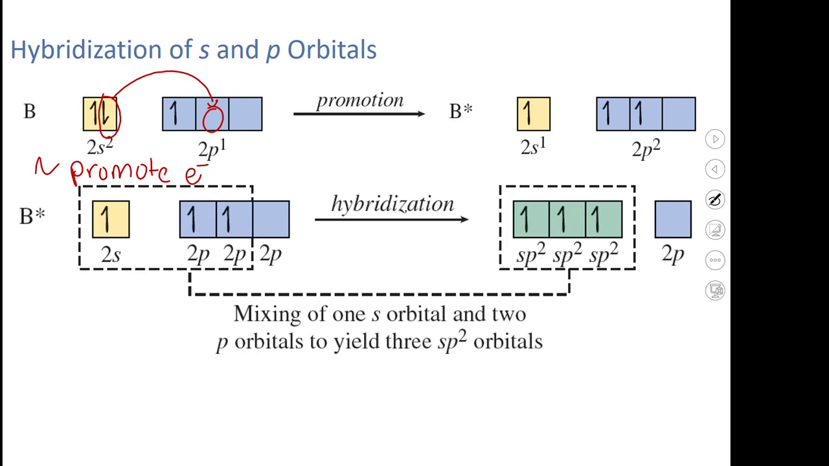Your second step is going to be hybridizing. You're going to hybridize however many orbitals you have for the number of electron domains. So in this case, say I'm making, what am I going to make here? Boron trifluoride. Let's do boron trifluoride.